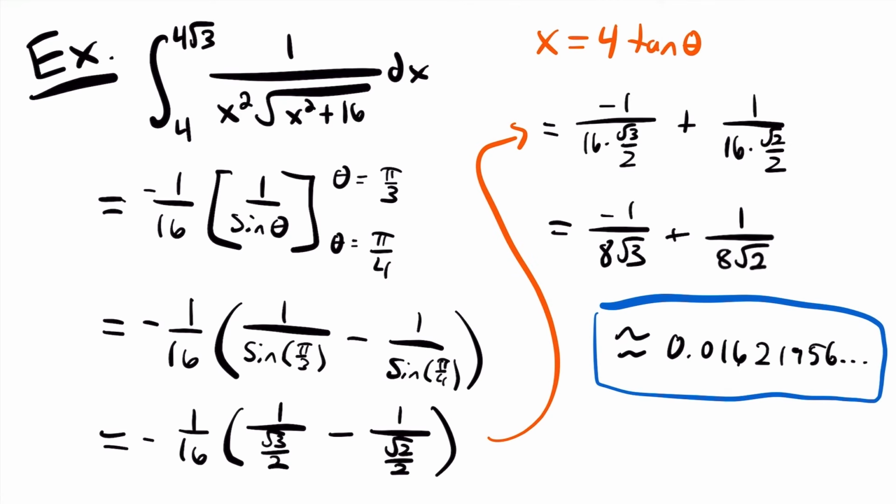Since we changed our bounds of integration to be values of theta instead of values of x, we were able to evaluate our integral at those values of theta, and so we never needed to rewrite our integral back in terms of x. We were able to entirely skip that step where we would use a triangle.